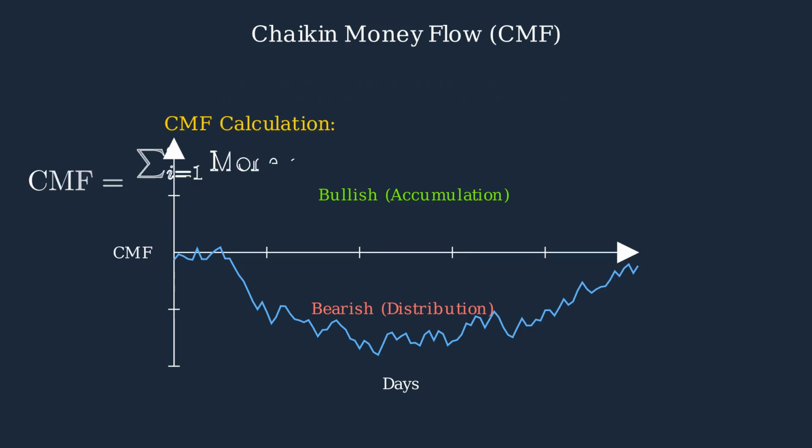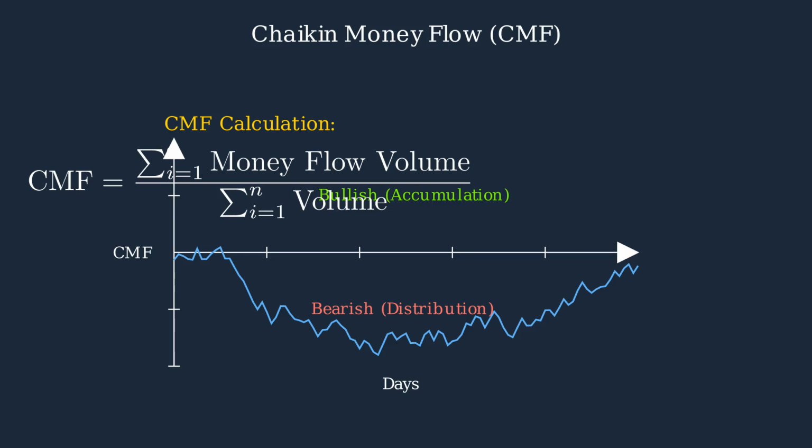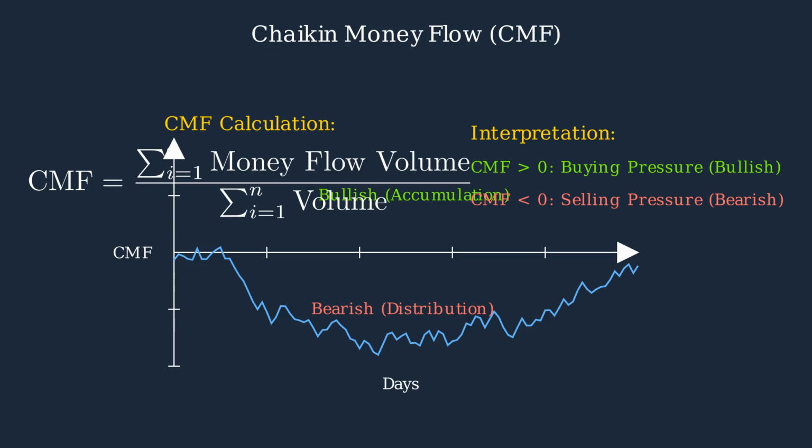The Chaikin Money Flow is calculated by summing the money flow volume over a specific period, typically 21 days, and dividing by the total volume during that period. The interpretation of CMF is straightforward. Values above 0 indicate buying pressure, suggesting bullish conditions. Values below 0 indicate selling pressure, suggesting bearish conditions. Traders use CMF to confirm the strength of trends and to identify potential reversals through divergence analysis.